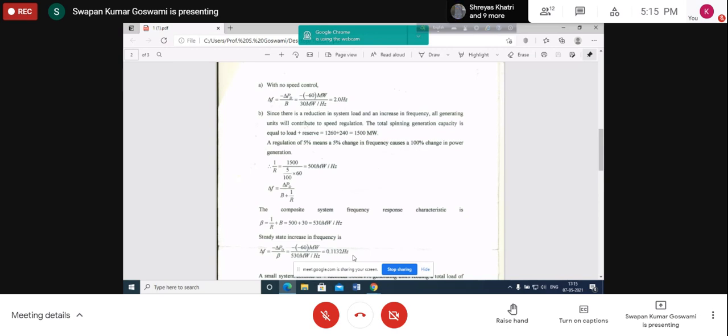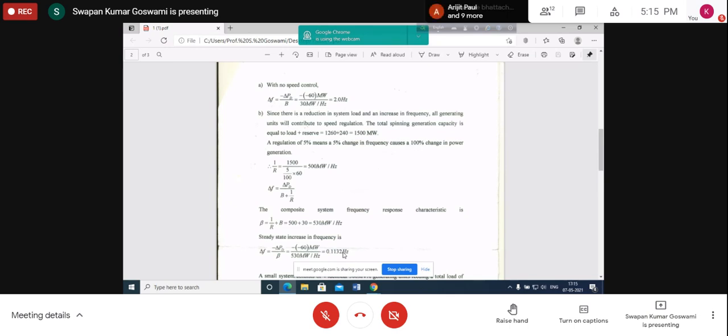There is no external control applied through the speed changer. That has not been applied. If the speed changer is applied, then what will be done? This 0.1132 hertz change also will be nullified. It will be brought back to the original frequency. The variation will become 0 hertz if the secondary control is applied.